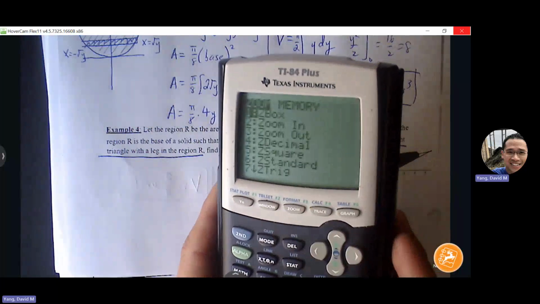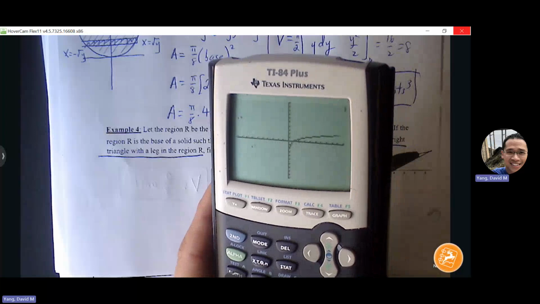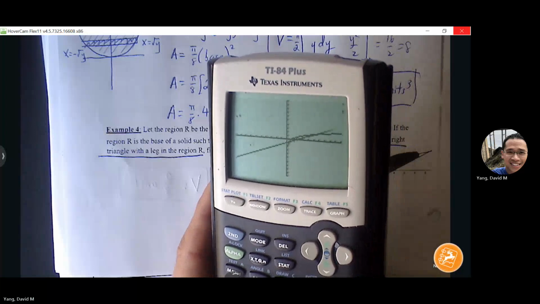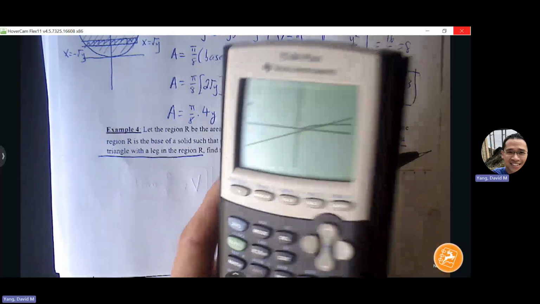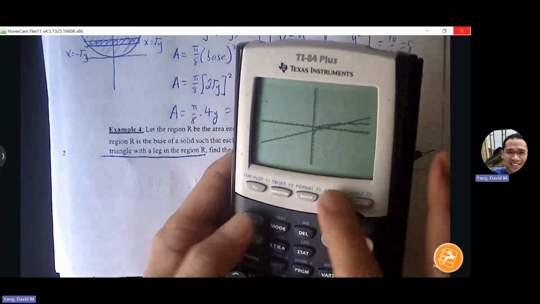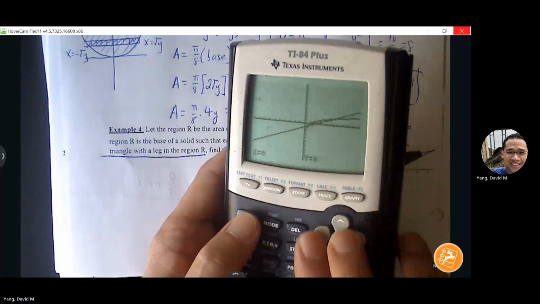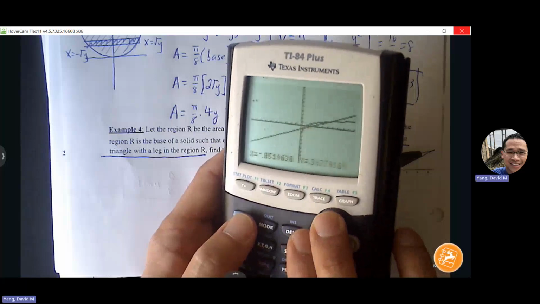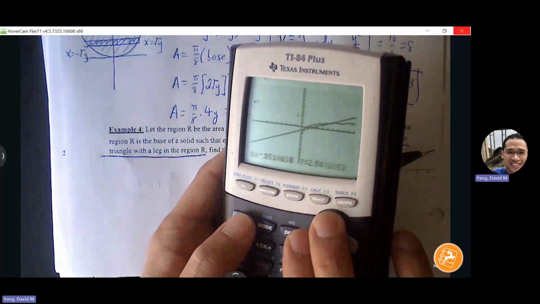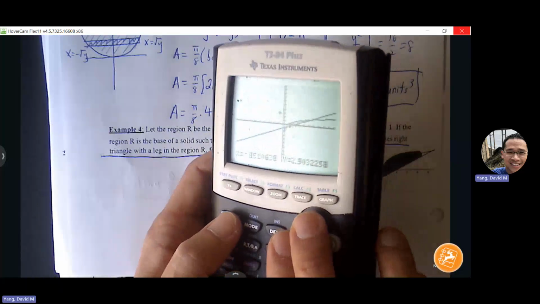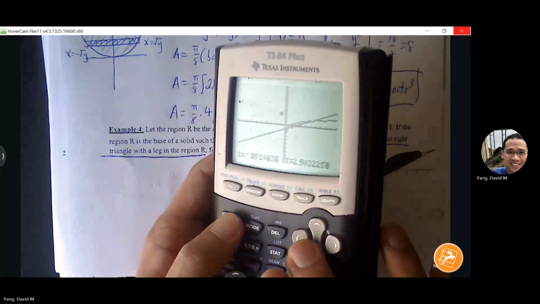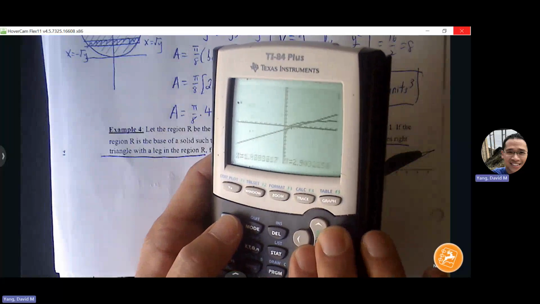I'll just do zoom 6 here just to see what my graph looks like. Okay, so that little small area there, I'm going to draw a box around it so I can zoom in. So if I do zoom 1, I'm going to just try to imagine where the upper corner of my box will be. Hit enter once, and then don't hit enter until you see the box formed.